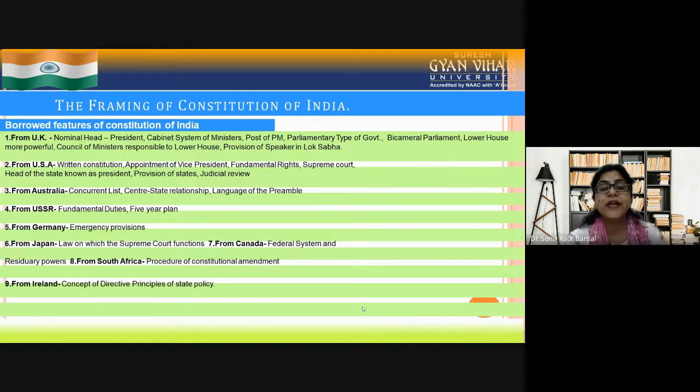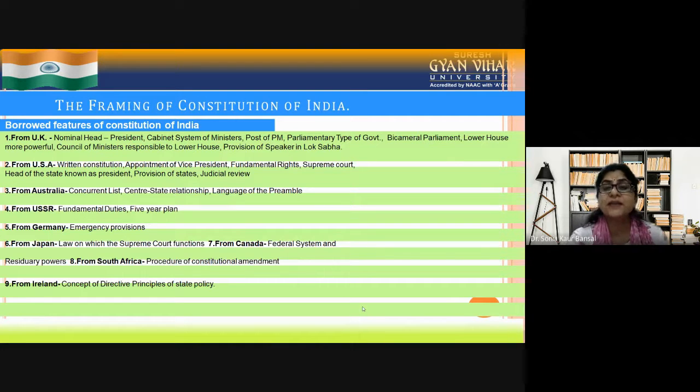Then the concept of fundamental duties and five-year plan we have taken from the USSR. And emergency provisions were taken from the Constitution of Germany. The law on which the Supreme Court functions is taken from Japan. And we have taken the federal system and residuary powers from Canada. From South Africa, we have borrowed the procedure of constitutional amendment. And from Ireland, we have taken the concept of directive principles of state policy.